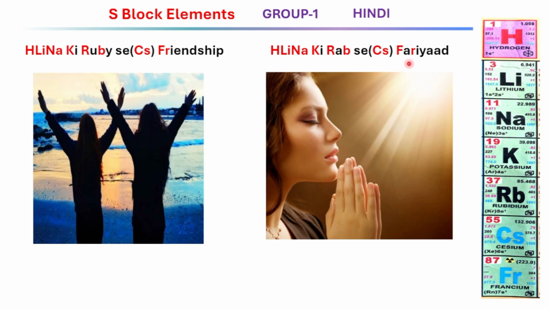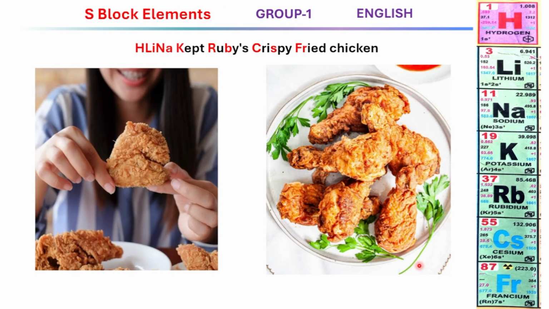Okay, now let's move to the English one. So what did we say just now? Helena and Ruby are very close friends. So one friend's name is Helena, the other friend's name is Ruby. So they are very close friends. What happened? Ruby was missing for some time. There was a party going on in the house and Ruby was missing.